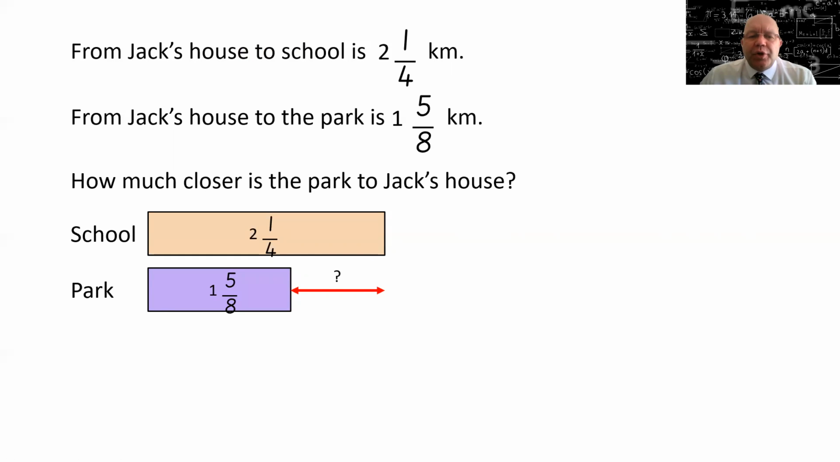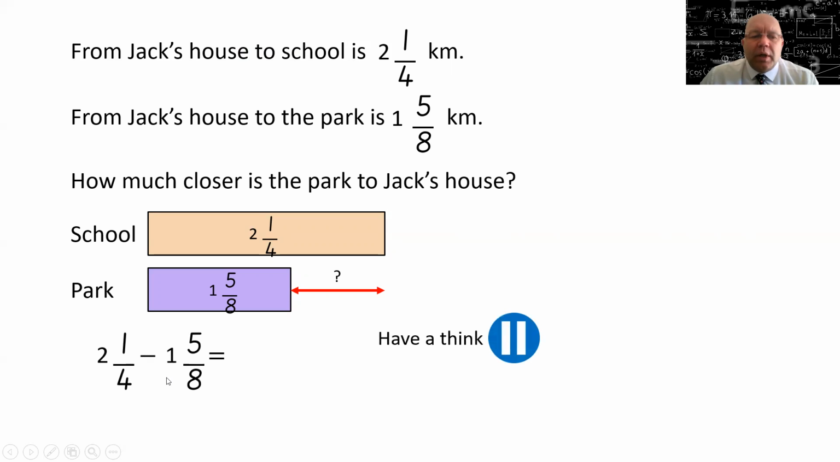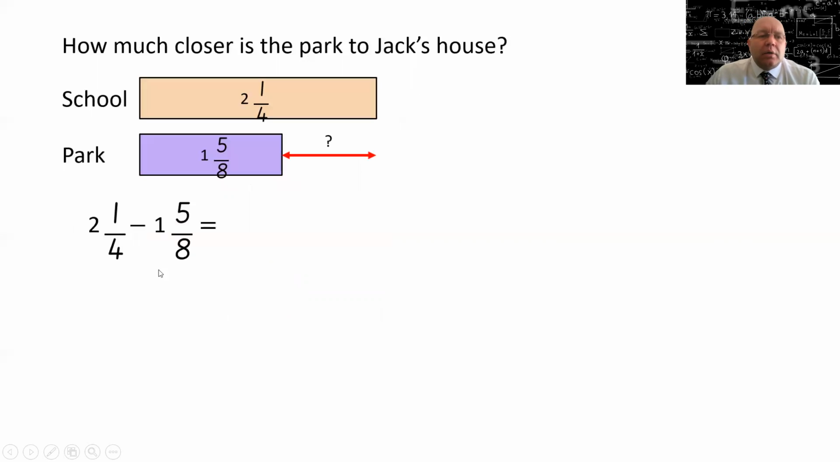What calculation will you do to find that missing number? Well, there's a calculation, 2 1/4, take away 1 5/8. Have a think, how are you going to do that? Well, there it is, 2 1/4, take away 1 5/8. Let's start with the common denominator. The 2 1/4 becomes 2 2/8. We're multiplying top and bottom by 2. So we've now got 8 and 8. We've got 2 2/8, take away 1 5/8.